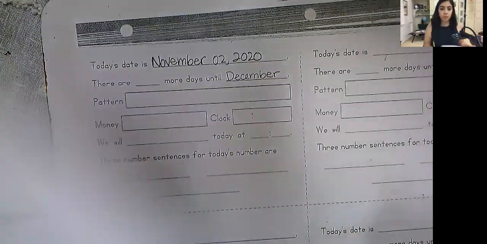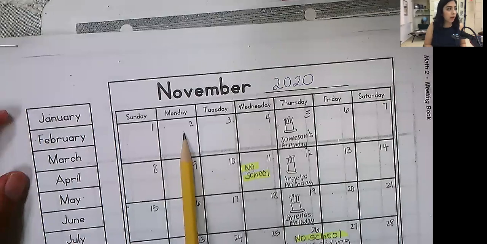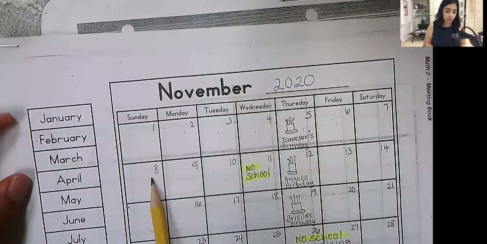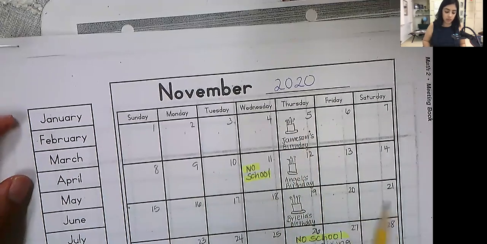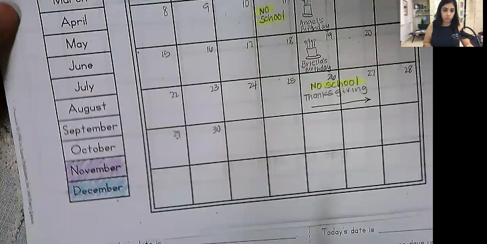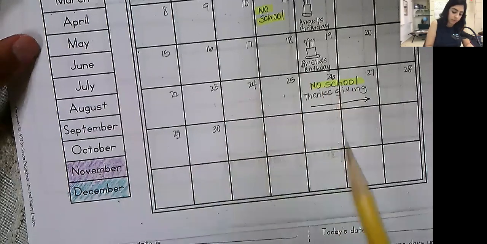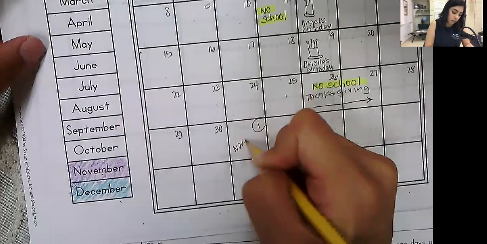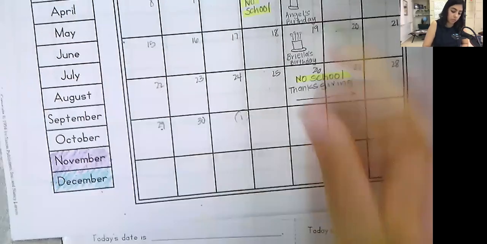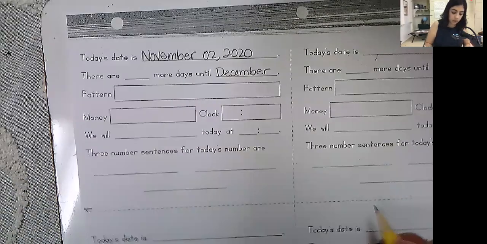And let's count. So today is this day. We never start on the day that we're at. We always go after. 1, 2, 3, 4, 5, 6, 7, 8, 9, 10, 11, 12, 13, 14, 15, 16, 17, 18, 19, 20. Ooh. 21, 22, 23, 24, 25, 26, 27, 28, 29. This is November. I'm going to put November. Nope, not November. December. 29 days until December.